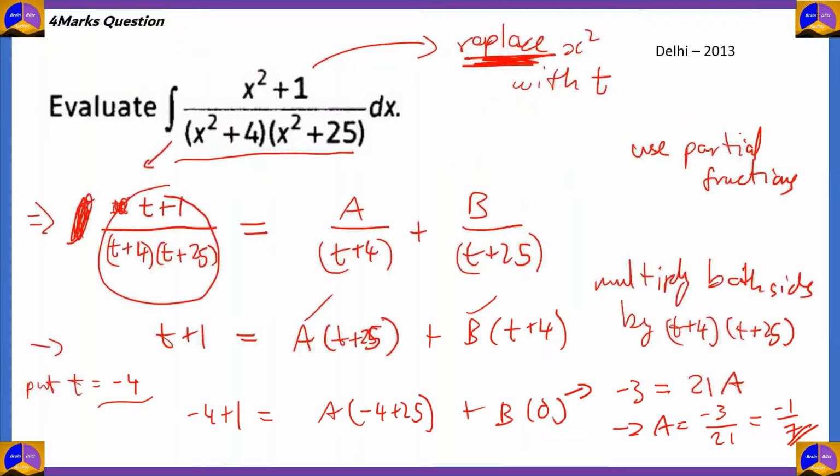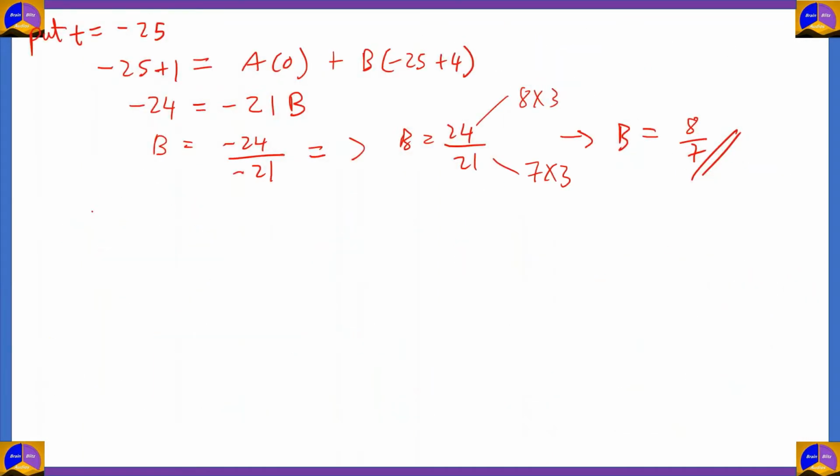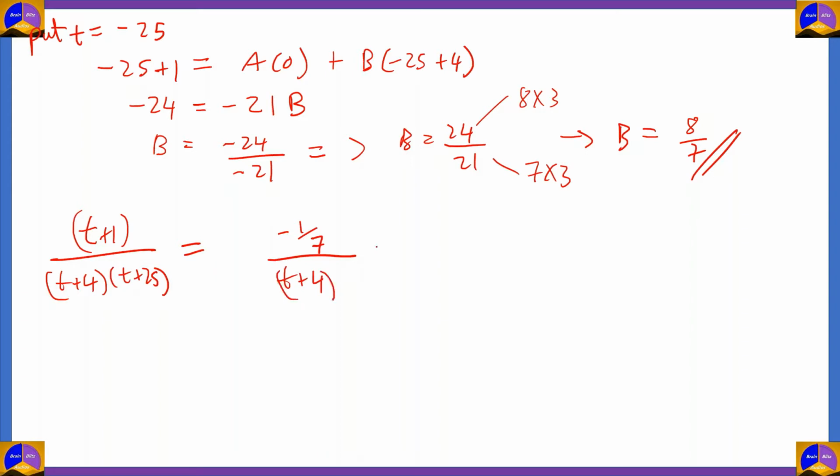So the value of a is minus 1 by 7, and the value of b is 8 by 7. So therefore, (t plus 1) divided by (t plus 4) times (t plus 25) is now converted to minus 1 by 7 divided by (t plus 4) plus 8 by 7 in the numerator divided by (t plus 25).